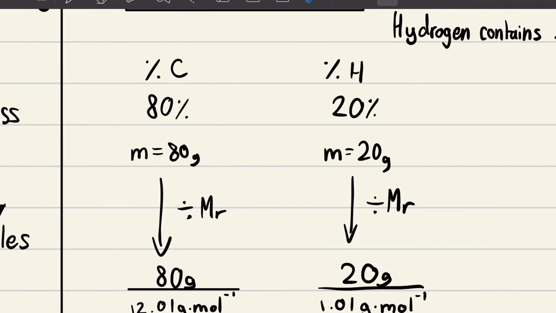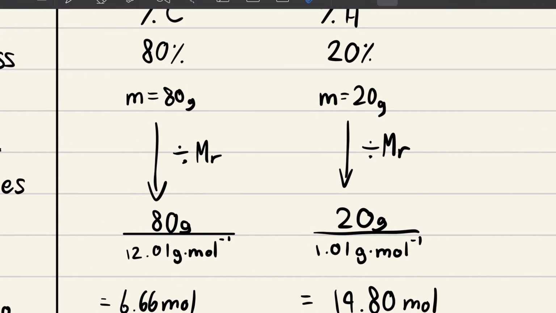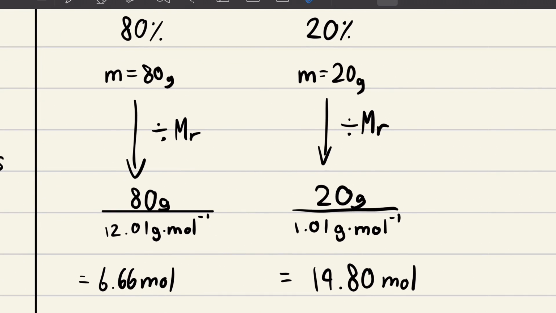Now, from the mass, we can get the amount of moles by just dividing by the molar mass. So here in this case, we see that carbon contains 80 grams and hydrogen contains 20 grams. And if we divide by the molar mass of carbon, which is 12.01, we can get the amount of moles, which is 6.66. And similarly here, we divide by 1.01, the molar mass of hydrogen, to get 19.8 moles.